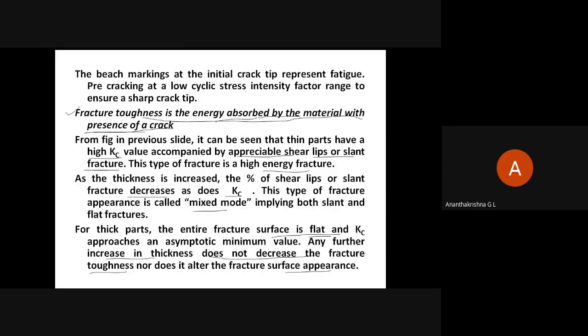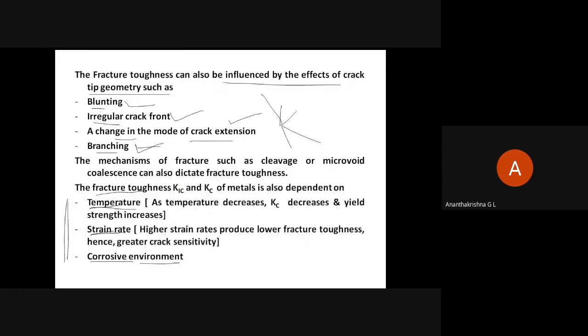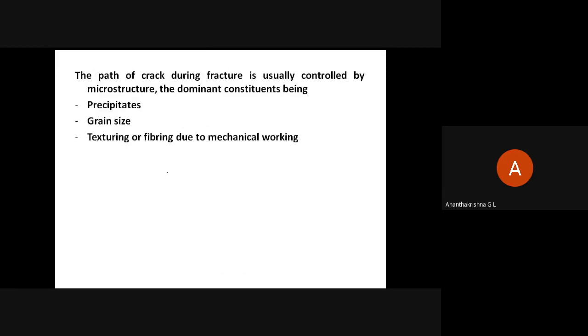All right. Then we have fracture toughness being influenced by grain orientation, chemistry, microstructure, blunting of crack tip, irregular crack front, branching of crack, mode of crack extension, and temperature, strain rate, and corrosive environment. So this is about fracture toughness.